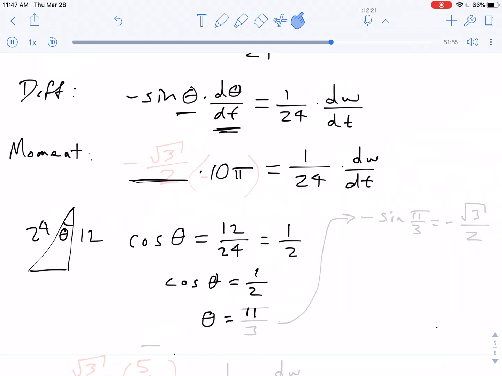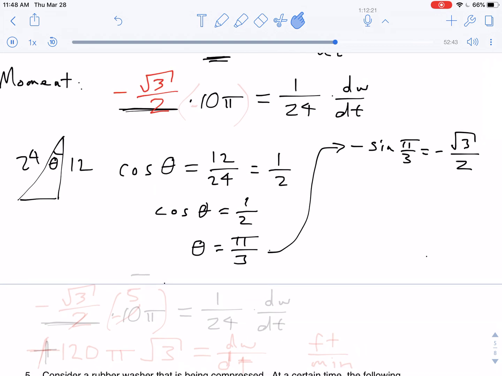Theta is equal to pi over 3, which allows me to say negative sine of theta, pi over 3, would be negative root 3 over 2. We can come back and plug that into our equation up here and say, oh, I've got negative root 3 over 2. So let me copy this equation and paste it down here, I think. How do I do that?